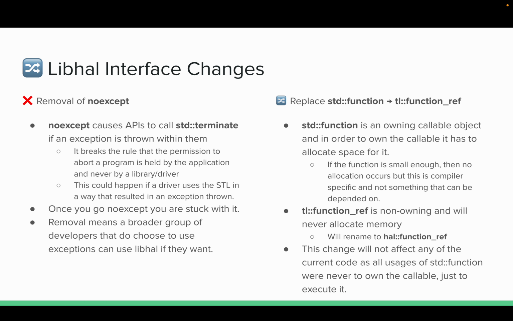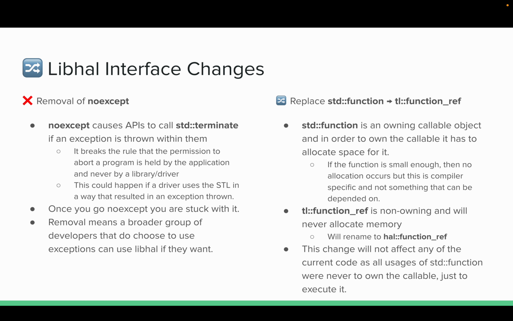So number one, one thing that no-except does, it causes any API to call std terminate, which basically just stops your program, terminates your program, exits your program, if an exception is thrown within them. So if you had some function that was supposed to take a vector and push a whole bunch of elements into it, and a bad alloc was thrown, this would cause that particular function to call terminate at that point. This is in contrast to if no except was not there, where that exception would have bubbled its way up to the first catch statement it found.